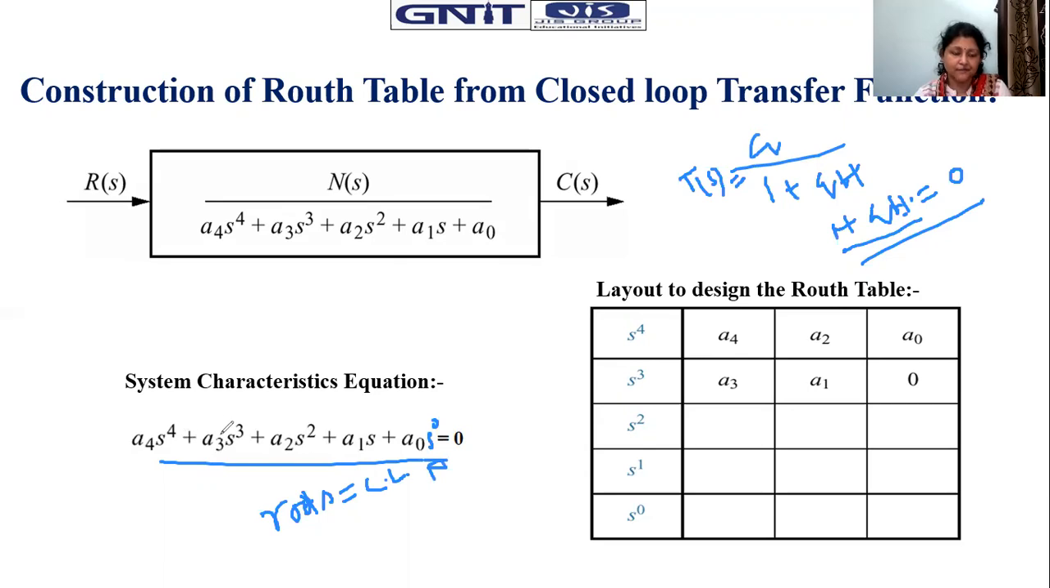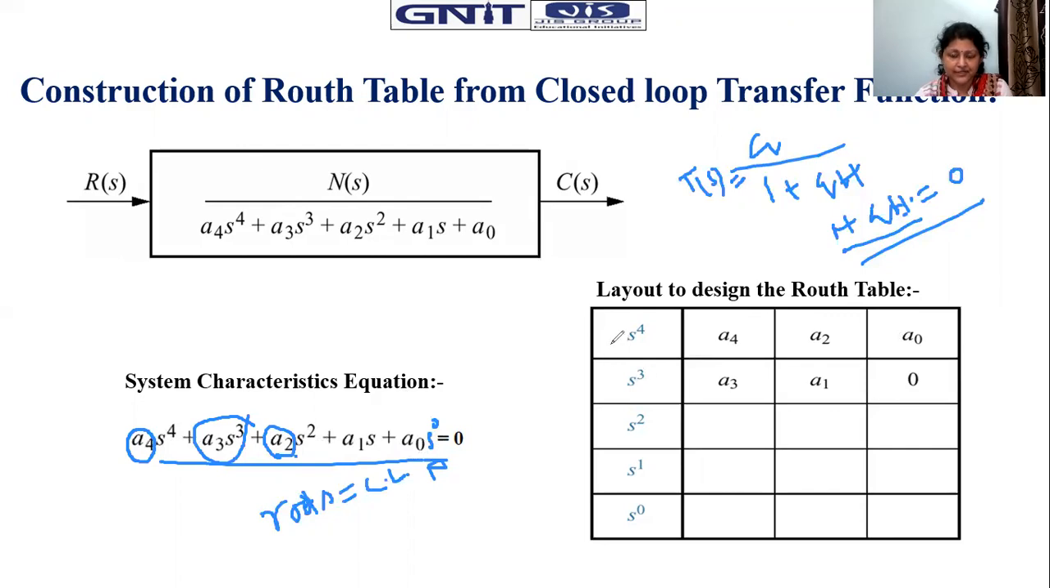And what is the method? Let's see. First of all, we start with s to the power 4. What are the coefficients? That is a4. Leaving s cube, we move to s square. What coefficient do we get? a2. Then leaving s, we take the s to the power 0 coefficient. So what we get is a4, a2, a0.